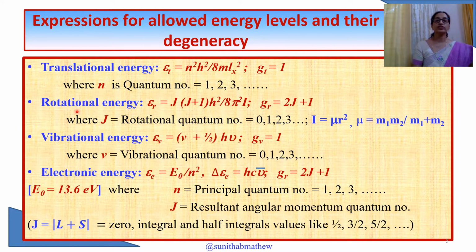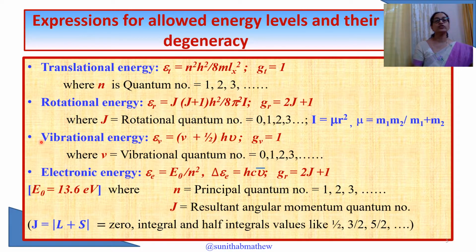Similarly, if we solve the Schrodinger wave equation for a diatomic molecule as a rigid rotor, we get the expression for rotational energy level Er is equal to J(J plus 1) h square divided by 8 pi square I, where J is the rotational quantum number, I is the moment of inertia, which is given by I is equal to mu r square, and mu is the reduced mass m1 into m2 divided by m1 plus m2, and r is the bond length. Here J is the rotational quantum number which has values 0, 1, 2, 3, etc. Degeneracy is given by Gr is equal to 2J plus 1. Here also J is the rotational quantum number.